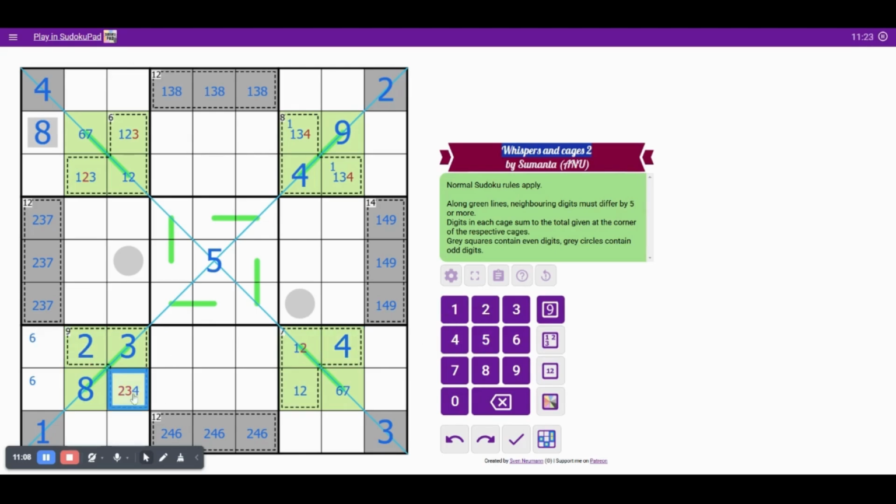This becomes 2. That's a 4. Can I go more? Yeah, that can be 1. That is 2. This 1 sees this one, so that will be 2. That becomes 1. This is a 3. That becomes 1. This is a 3. 2 cannot go with 6, so that becomes 7. This becomes 6 by the whisper rule.